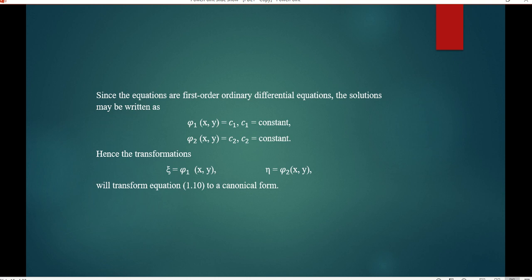Since the equations are first order ODEs, the solutions may be written as phi 1 equal to c1 and phi 2 equal to c2, where c1 and c2 are constants. Hence the transformation psi equal to phi 1 of x comma y and eta equal to phi 2 of x comma y will transform the equation into a canonical form.